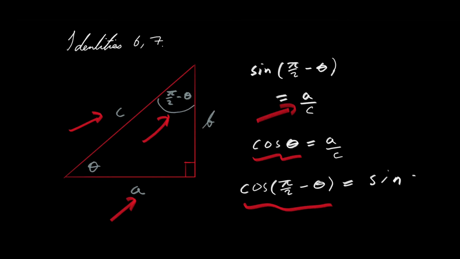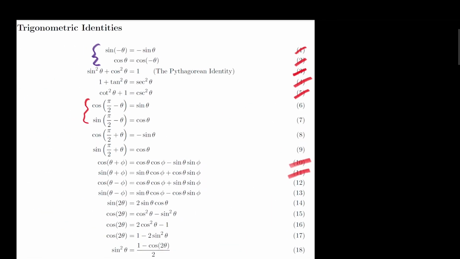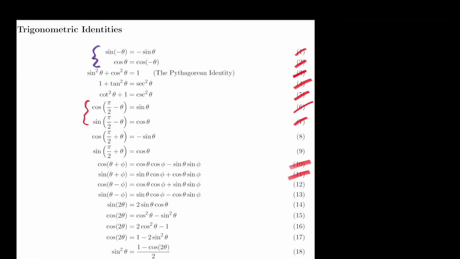If you took the cosine of pi over 2 minus theta, that's the adjacent side, B over the hypotenuse, and the sine of theta is B over the hypotenuse, the opposite side over the hypotenuse. So you can see that they are equal as well. That explains the coangle identities, so we can go ahead and cross them off.